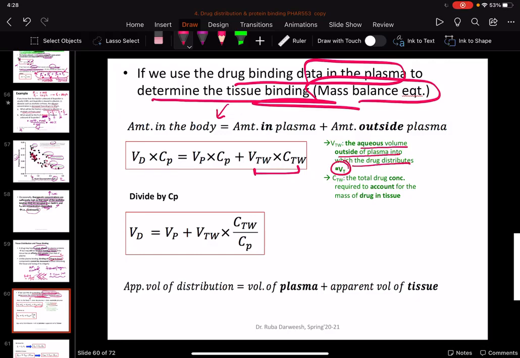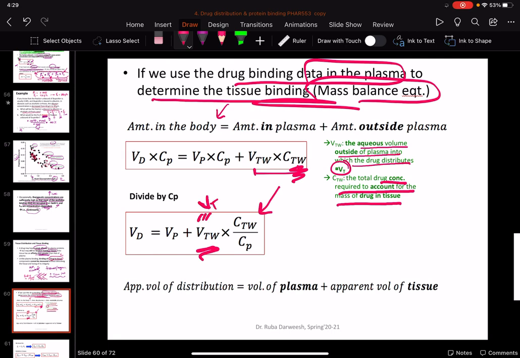And if we are talking about kinetics, the volume in which the drug is distributed outside the plasma would be almost similar to the volume of distribution to the tissues. And the concentration of the drug in tissue, CT, is the drug concentration required to account for the mass of the drug in the tissue. Okay, and again, if you divide by CP, then the concentration in tissue over concentration in plasma would be multiplied by the aqueous volume outside the plasma or in the tissue.